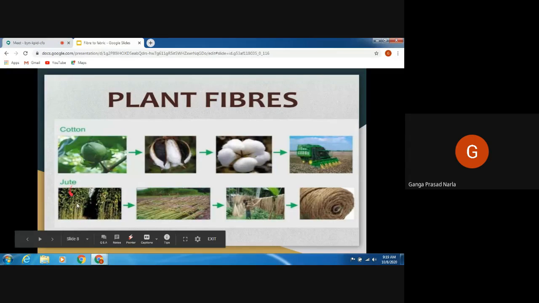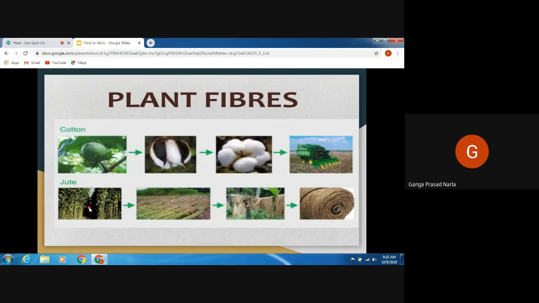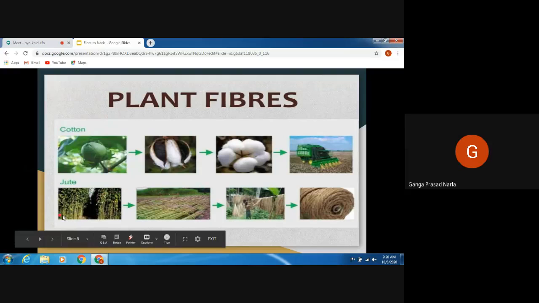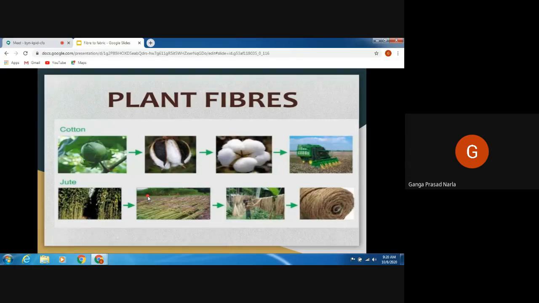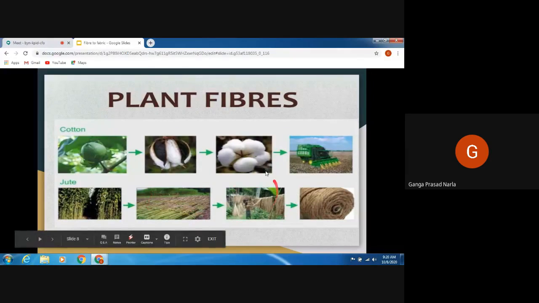And if you observe jute plants, see here, the second row, first picture is jute plants. If you are not able to see, try to zoom in. They cut the stems of jute plants, and they soak them in water for three to five days. From those stems they will get jute fibers.